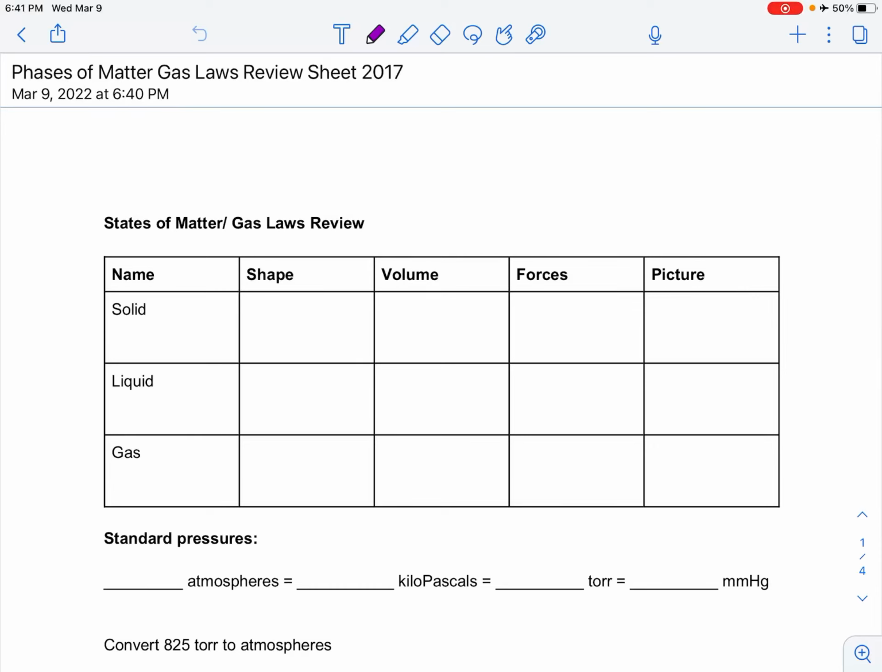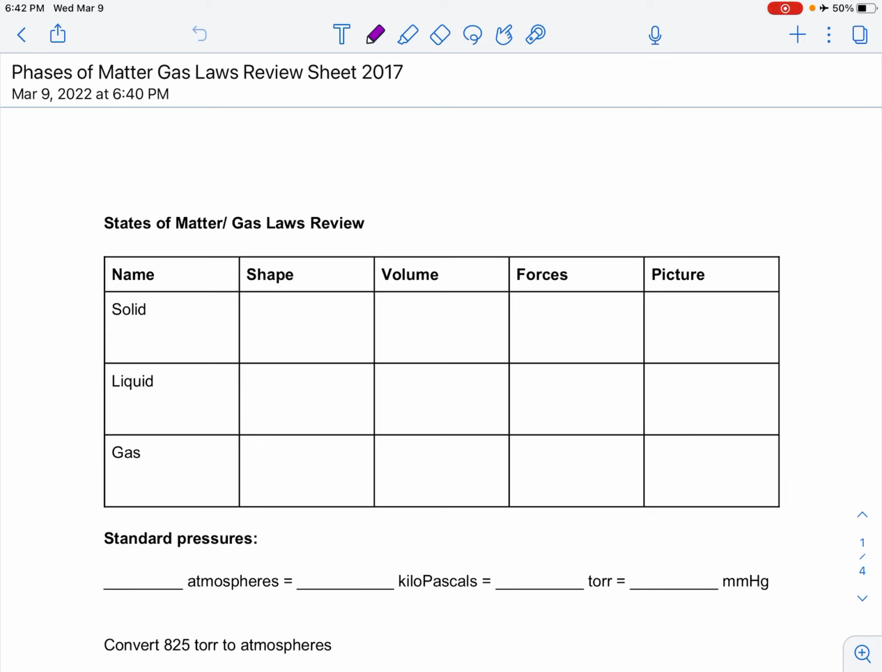Okay, so this is kind of a summary sheet of the states of matter and the gas laws review. So you should be looking through your notes, getting your reference tables out, calculator. This kind of summarizes everything. Okay, so solids, liquids, gases.